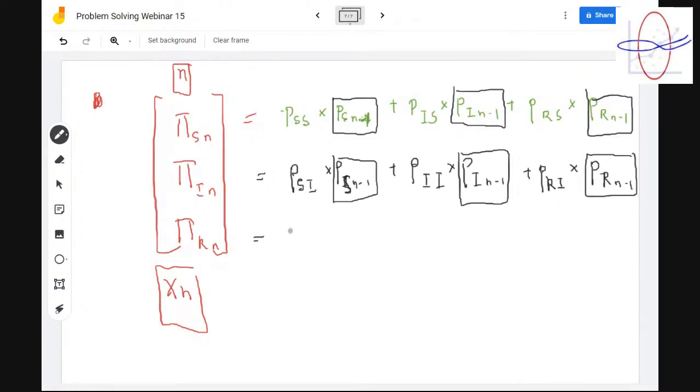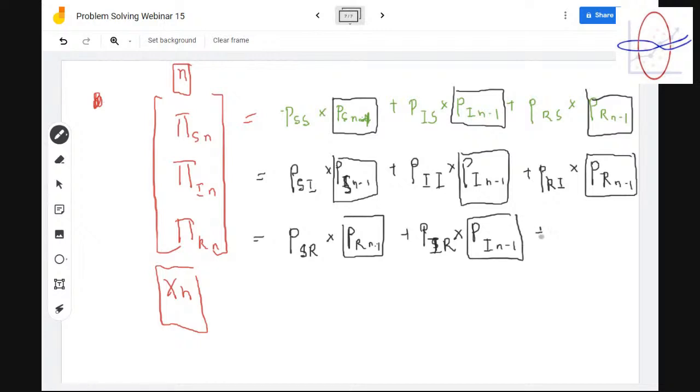Similarly, here we will get PSR into pi S n minus 1, plus PIR into pi I n minus 1.